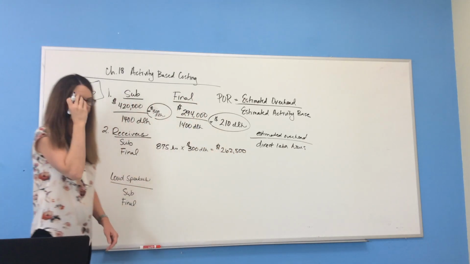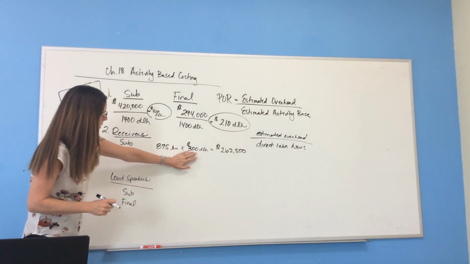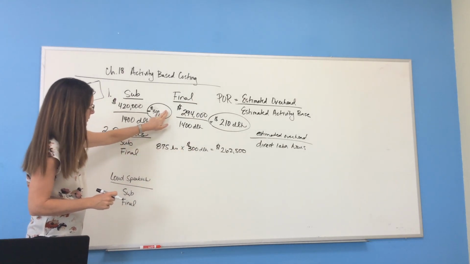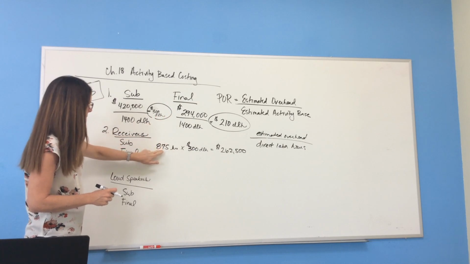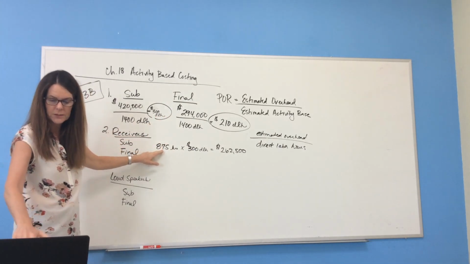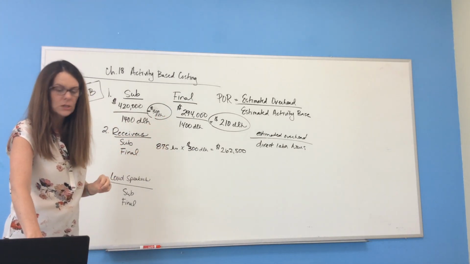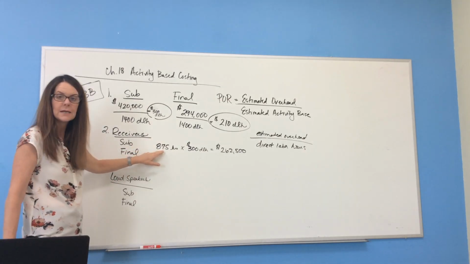Now, where did I get this information again? I got this number, this $300 right here. I computed it. For this number, I had to go to the chart under receivers. It said how many direct labor hours were for sub-assembly. It told me that they did 875.